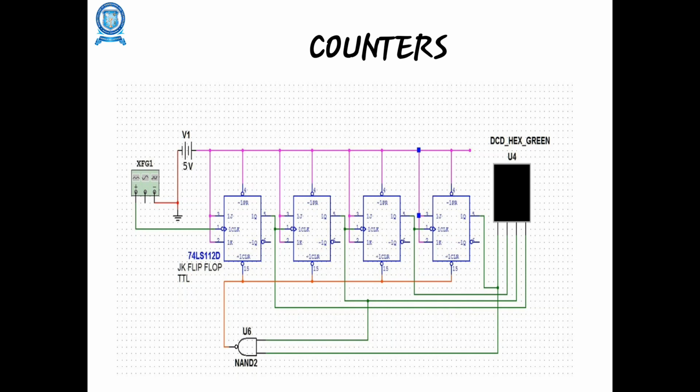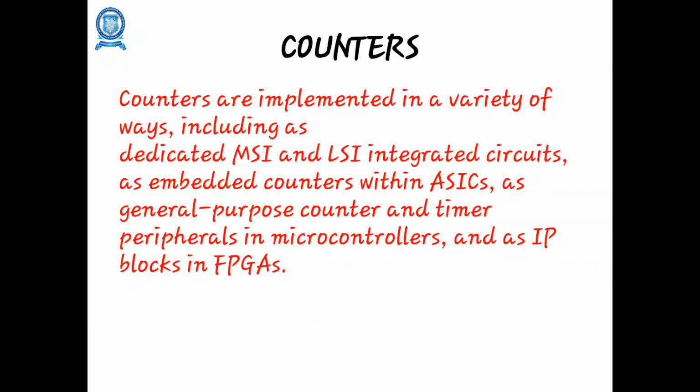According to the ICs used, the counters are classified. Counters are implemented in a variety of ways. Synchronous and asynchronous are the mainly used types. As the names suggest, for a synchronous counter the clock pulse is given at the same time. When the output of one counter is given as the clock of the second counter, it is called an asynchronous counter.